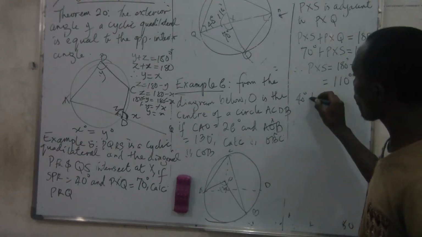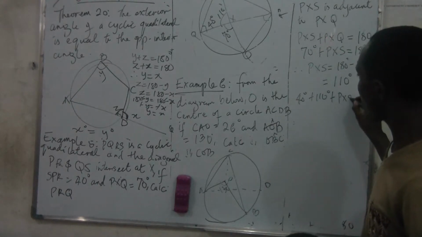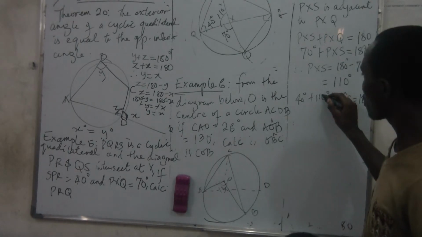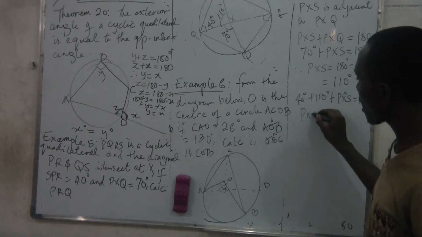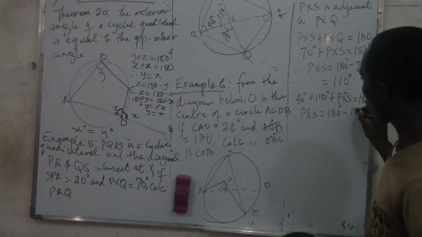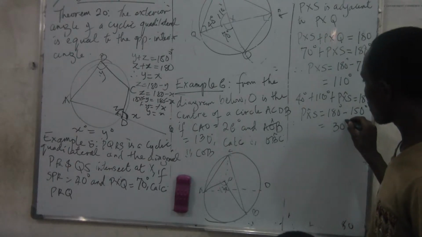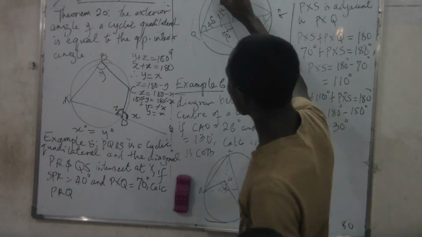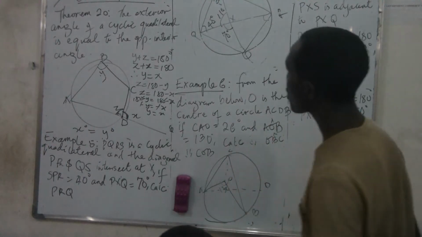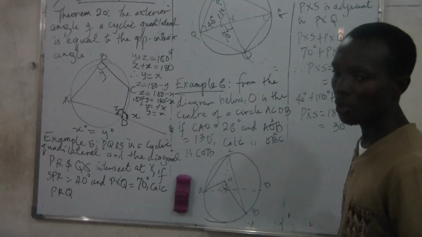So in triangle SPX, we can say that 40 degrees plus 110 degrees plus PXS is equal to what? 180 degrees. So that means that PXS is equal to 180 degrees minus 150 degrees. That will give us 30 degrees. So this angle is 30 degrees.